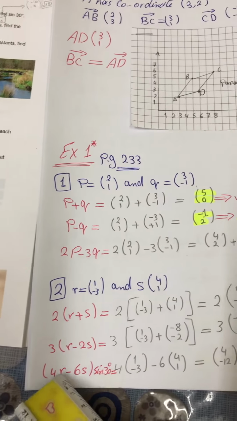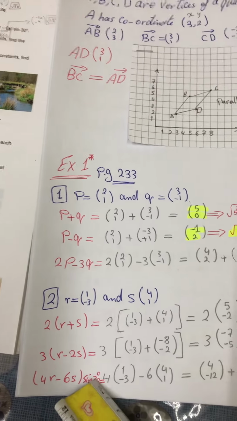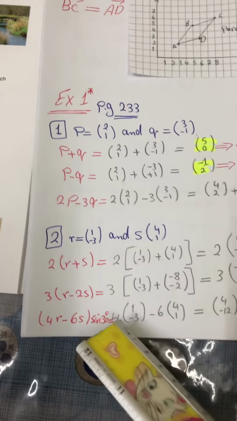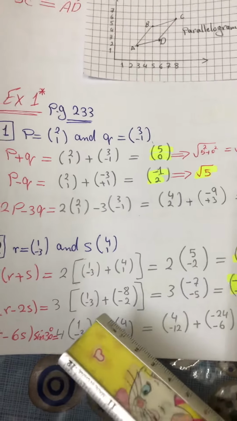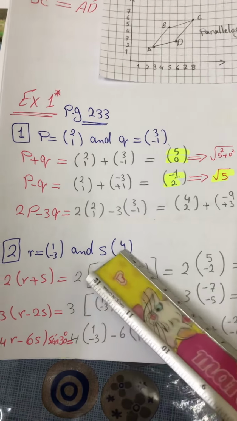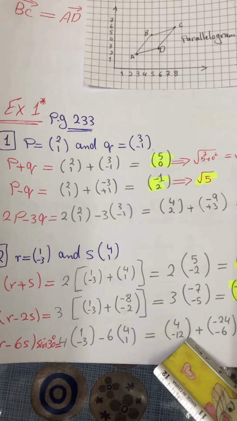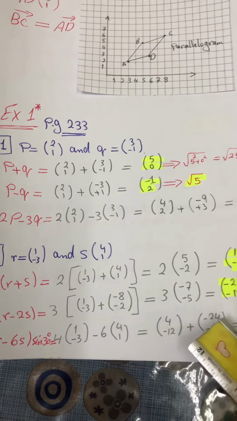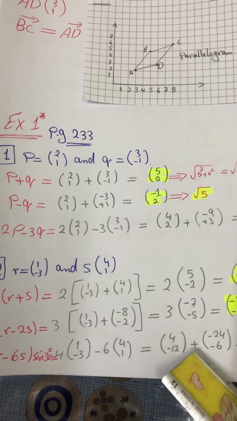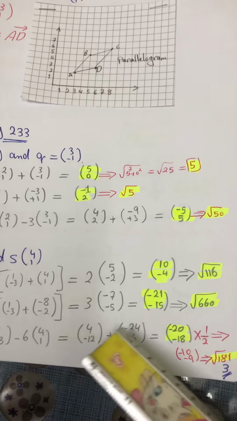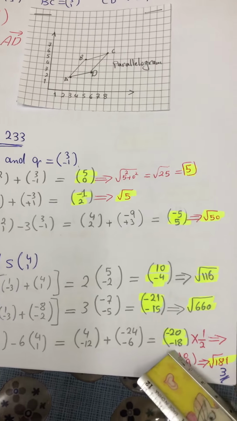Okay, and here he wants 4R minus 6S, all multiplied by sine 30. No problem. I'll find 4R: 4 multiplied by (1, -3), minus 6 multiplied by (4, 1), this is S. Now 4 times 1 equals 4. 4 times negative 3 equals negative 12. Negative 6 times 4 equals negative 24. Negative 6 times 1 equals negative 6, and between them plus. Now add regularly. 4 and negative 24 equal negative 20. Negative 12 and negative 6 equal negative 18.